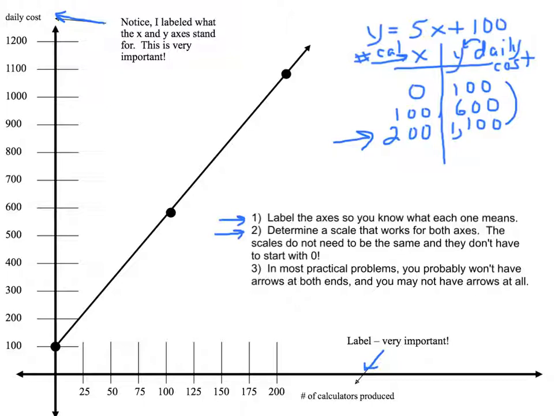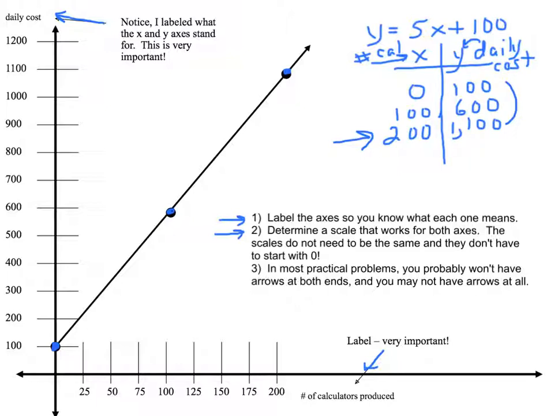Then what I did once I came up with my scales is I just plotted my points. So my first point that I have plotted is that 0, 100 point, and you can see that I have that right here. I just went over it in the blue. And then I plotted the point 100, 600. And I plotted the point 200, 1,100. And I drew my straight line.